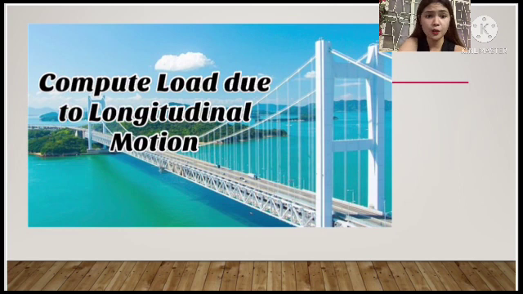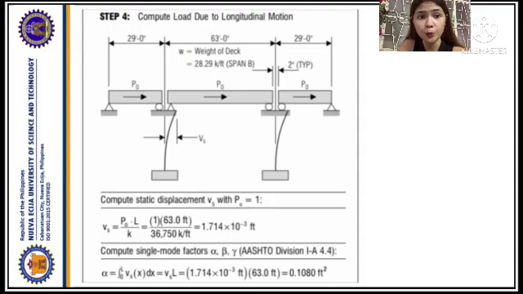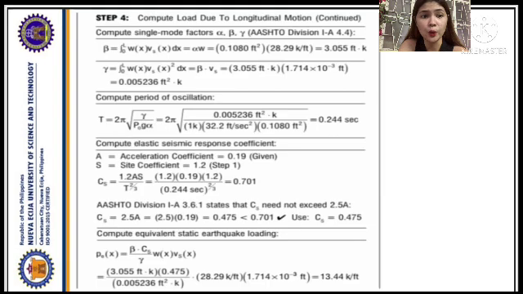Compute load due to longitudinal motion. Similar to the operation performed in step 7 of design example 4.1, we now compute the load acting on the pier as a result of longitudinal earthquake motion. Here, however, we take the properties of the center's 63.0 feet span in loading the piers. So, the length variable L and unit weight of deck W will be determined differently from before.